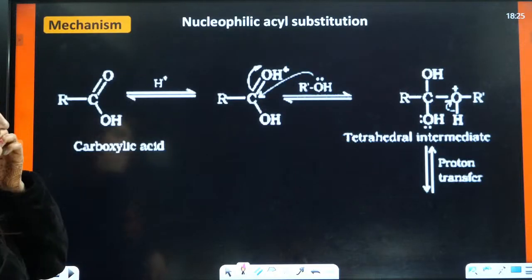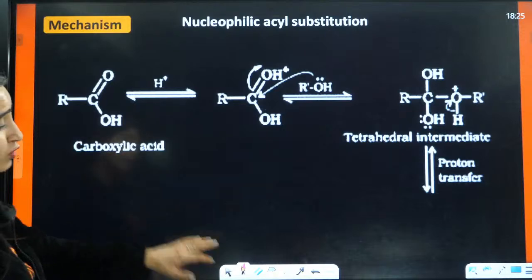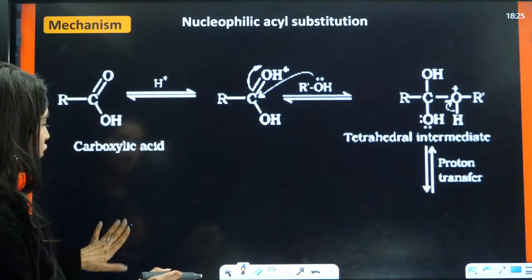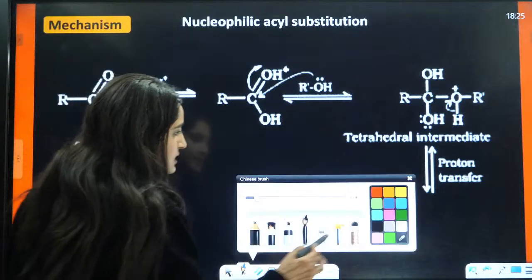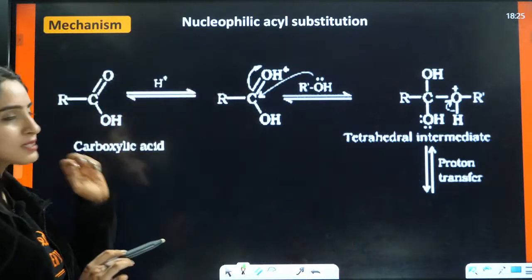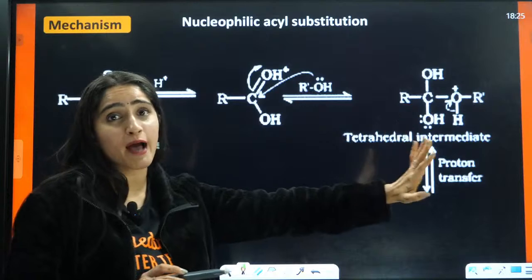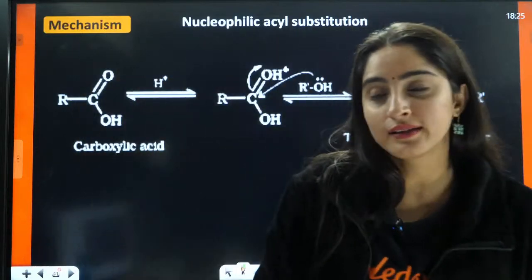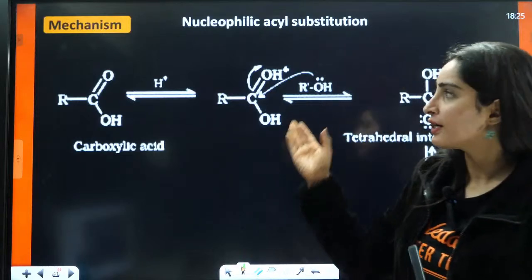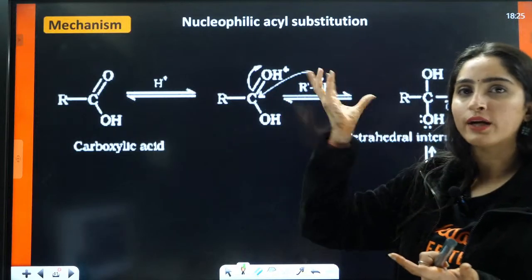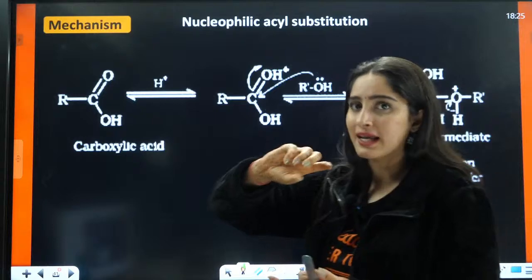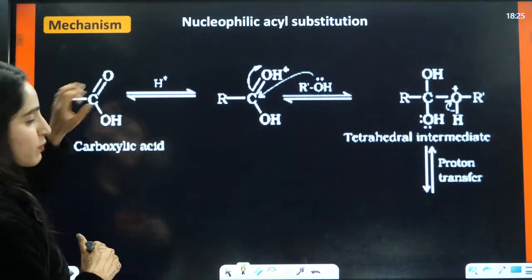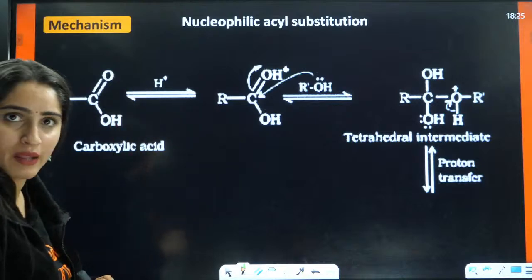Now let us see the mechanism here, how this happened, right? As you can see here, you don't need to cram the mechanism. I'm again telling you, this is just for your knowledge. I am telling you why I said that OH will be eliminated from the carboxylic acid. What is the exact thing that is happening here? So you have the carboxylic acid, and you have H positive, right?